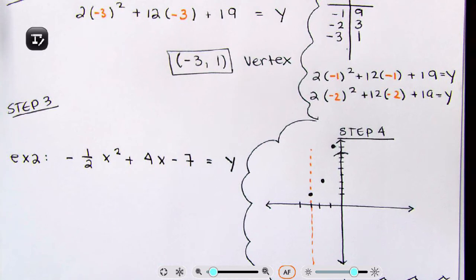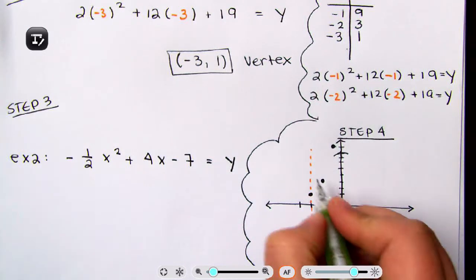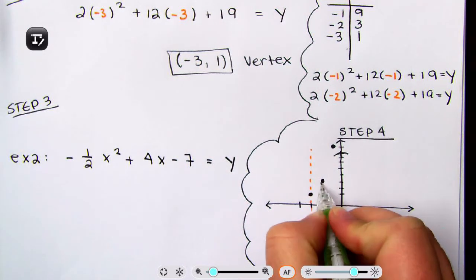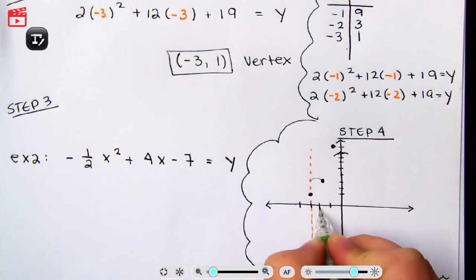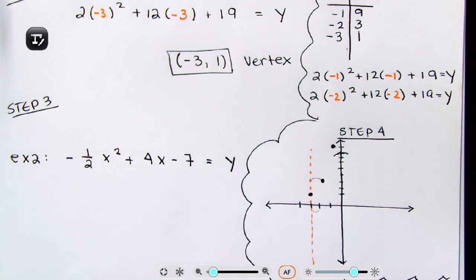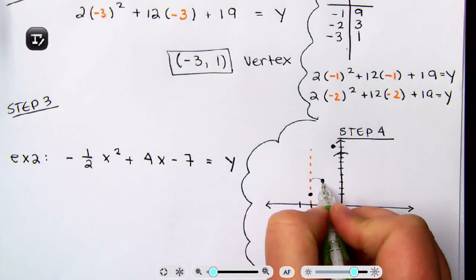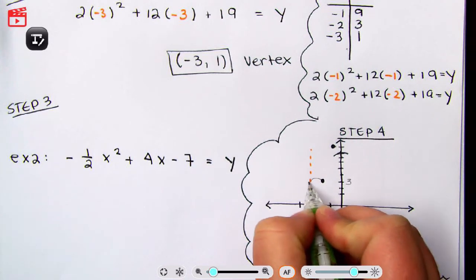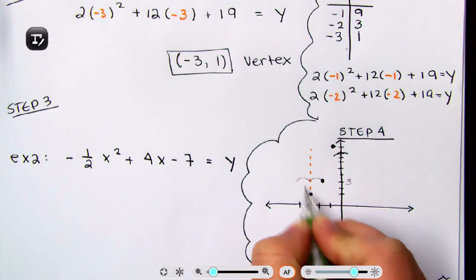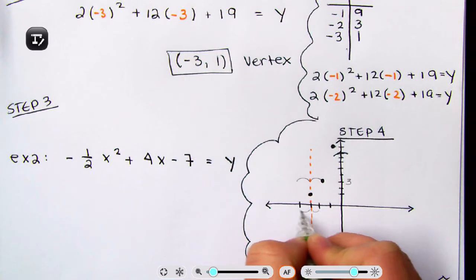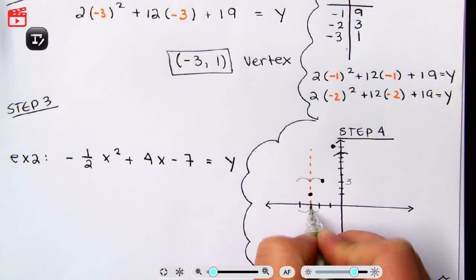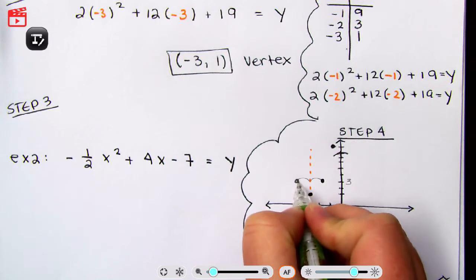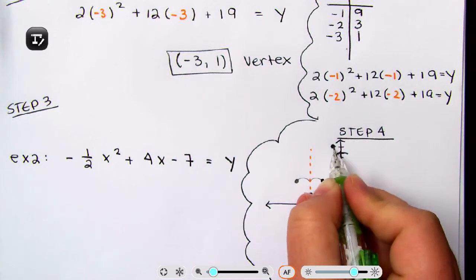So notice for the reflection across the axis of symmetry, you're going to jump. For example, this point is one jump away from your axis of symmetry. So this value of y being 3 stays the same. However, now we're going to jump to the left of the axis of symmetry, and we're going to put a point here.